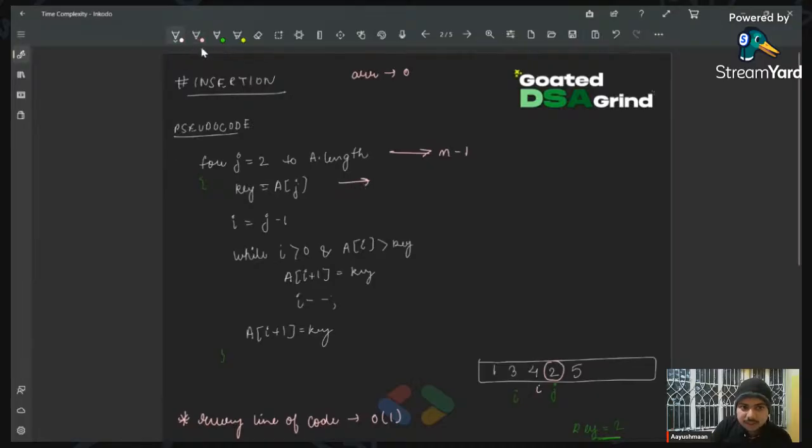Let us consider that if this thing runs for n minus 1 times, then how many times will this run? This will run for n times. Why? Because at the end we will also be checking that one condition where this condition fails. So from 2 till n we'll have n minus 1, plus that condition, plus 1 where this loop will fail. So in total we have n number of times this line will run.